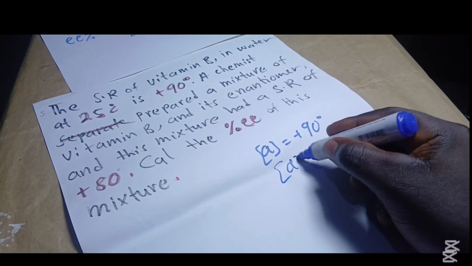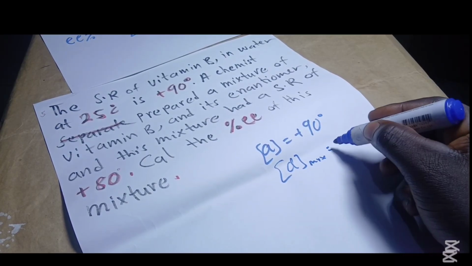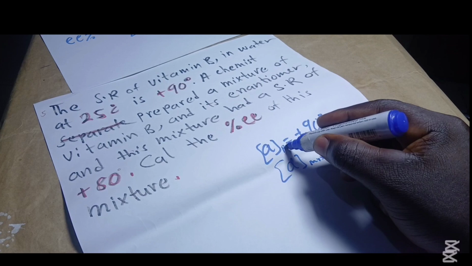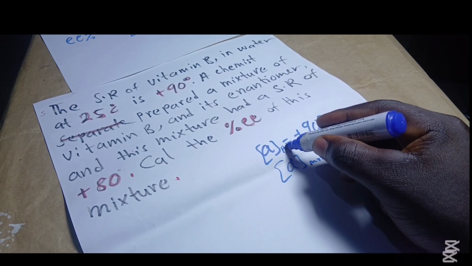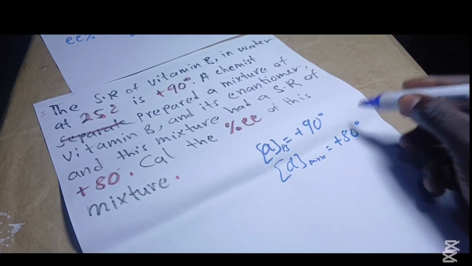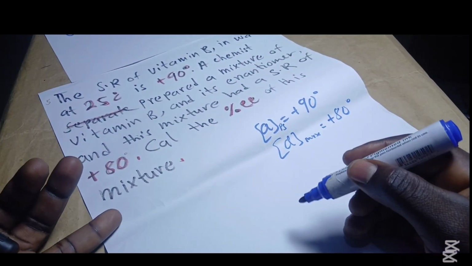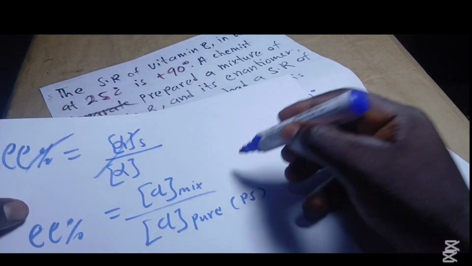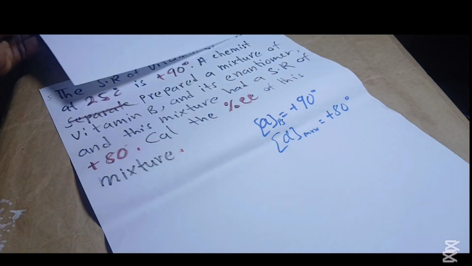So the mixture is positive 80 degrees, and the pure sample is positive 90 degrees. And in enantiomeric excess, this should be multiplied by 100. Sorry about that.